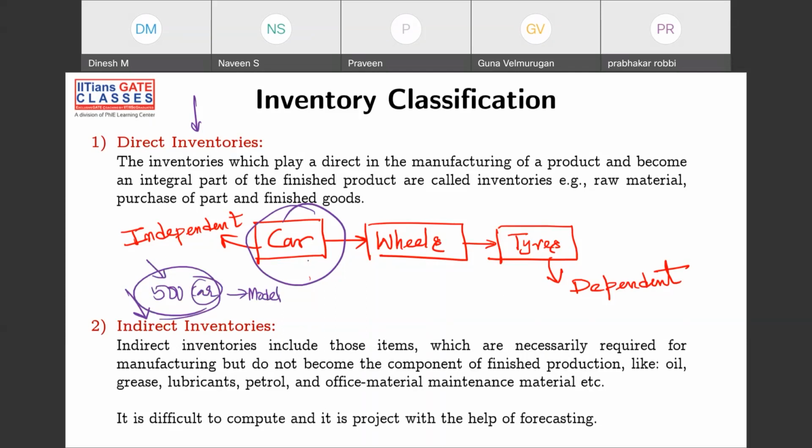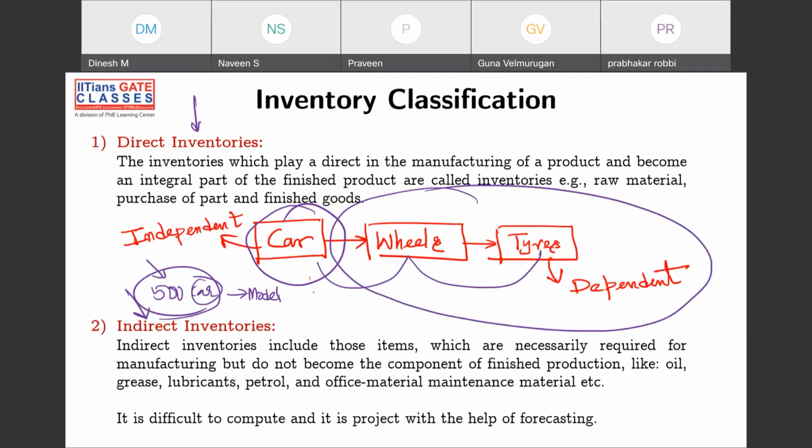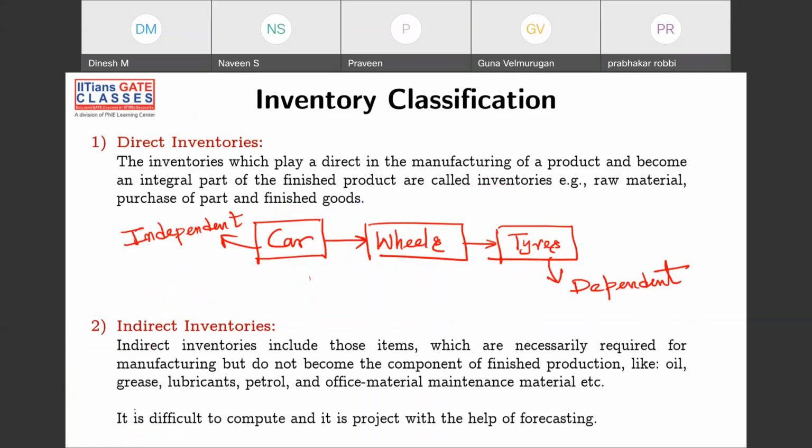But if you want to manufacture a car, it has wheels and tires, so these two are dependent. If you are making 500 cars, based on that you have to bring a certain number of wheels, some 2000 wheels with some buffer, and so many tires. That is what dependent and independent inventories are. Direct inventories are those which are an integral part of your manufacturing: your raw material, purchases, finished goods. All these things are direct inventories.